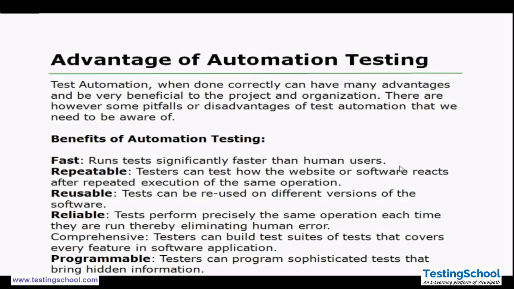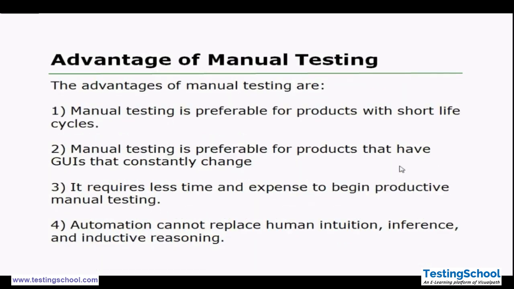Then we have programmable. If the tester wants to learn certain tools, this is programmable, and the tester can program some tests that can bring out hidden information also. So there are some advantages of manual testing also. Manual testing is preferable for a product with a short life cycle, like a cycle of 1 month or 2 months, so we don't need an automation tool. At that time, manual testing is more preferred.